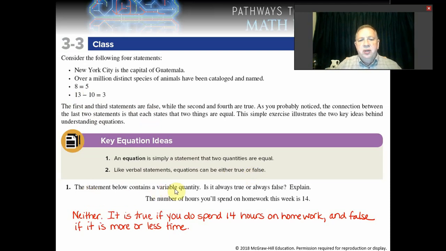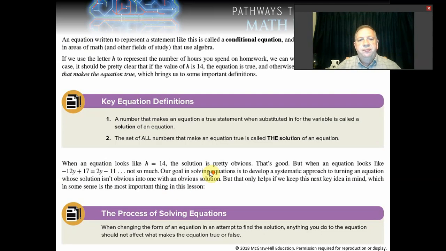So the statement below contains a variable quantity. Is it always true or always false? And explain. The number of hours you'll spend on homework this week is 14. Well, it could be true if you really did 14 hours of homework, and false if it is more or less time. So here it could be true or it may not be true.